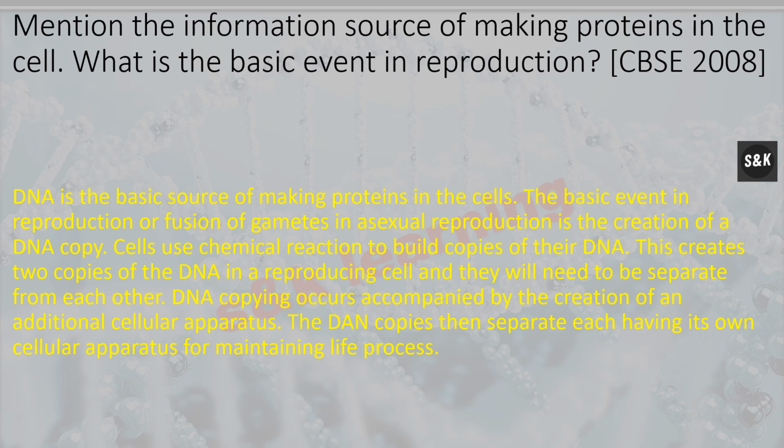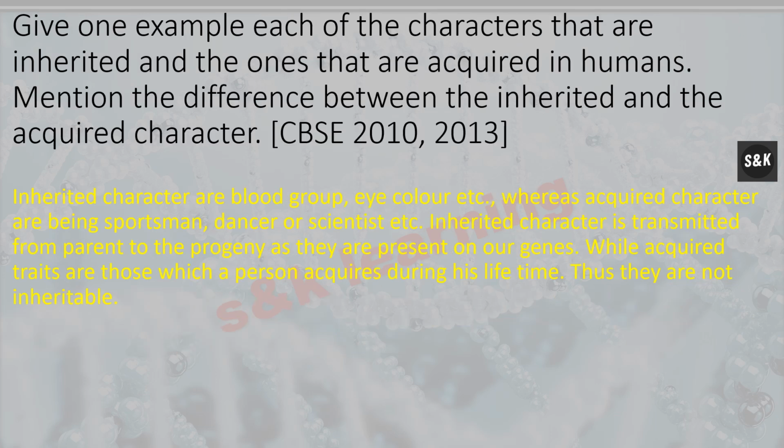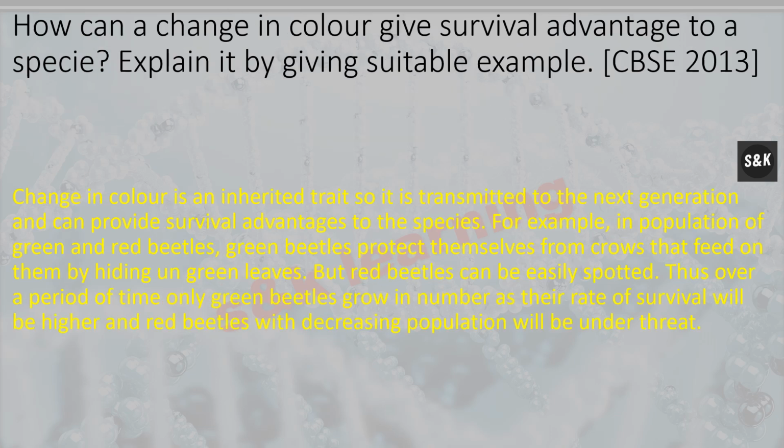Mention the information source of making protein in the cell. DNA is the basic source of making protein in the cell. The basic event in reproduction, or fusion of gametes in asexual reproduction, is the creation of a DNA copy. Cells use chemical reactions to build copies of their DNA. This creates two copies of DNA in the reproducing cell and they will need to be separated.